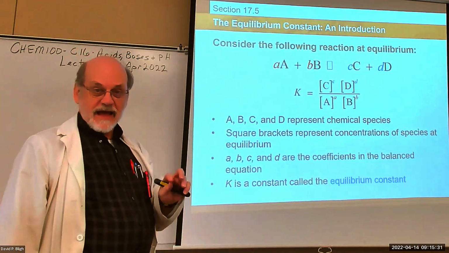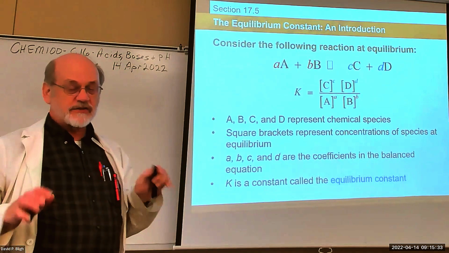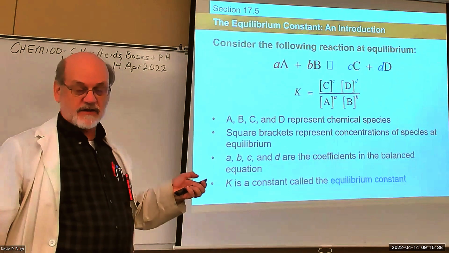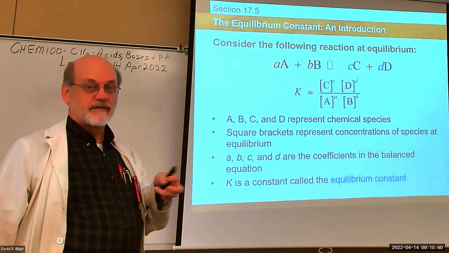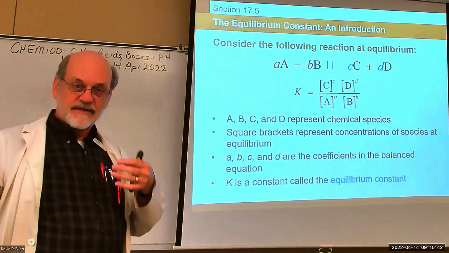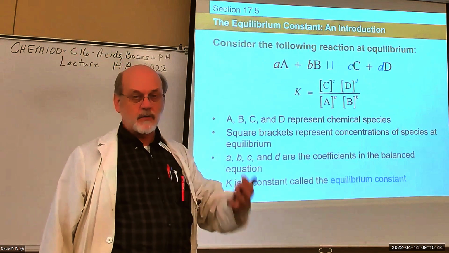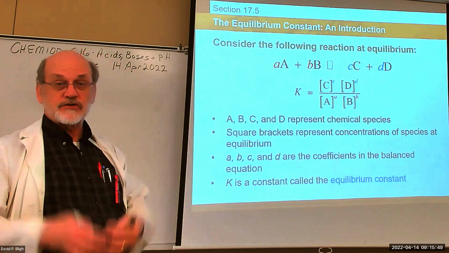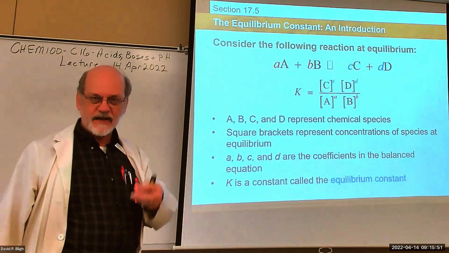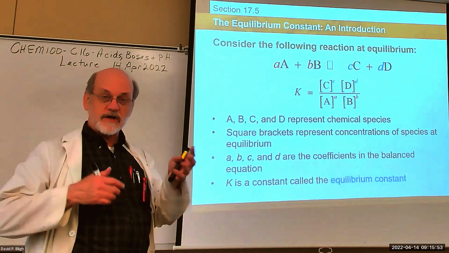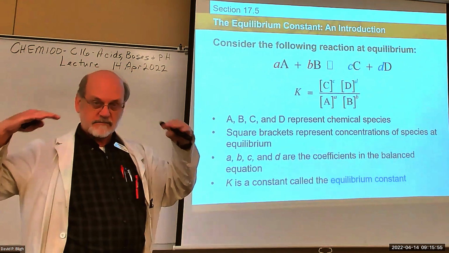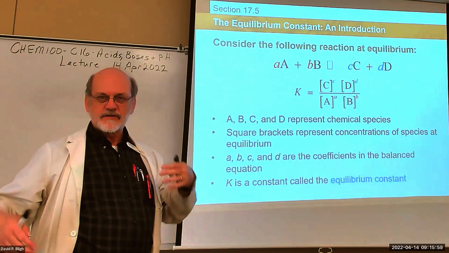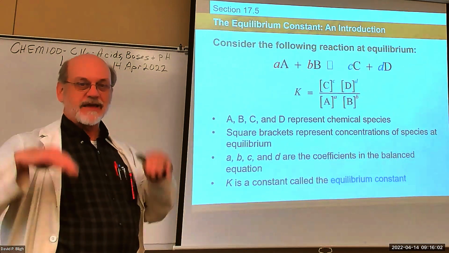And as long as we don't change the temperature, that K is a constant. If you change the temperature, then the K will change because that is a disturbance and will shift the equilibrium. That's another way to disturb the equilibrium, is to change the temperature. And then the reaction occurs at a different rate in one direction than it does the other. You get a different equilibrium point and K changes. So if we don't change the temperature, K is constant.